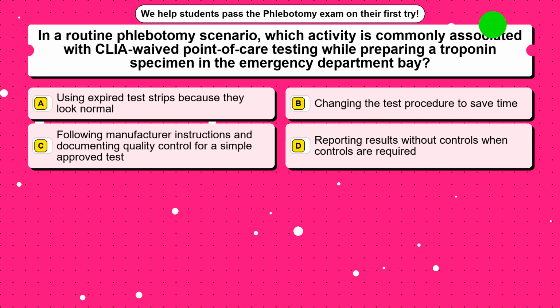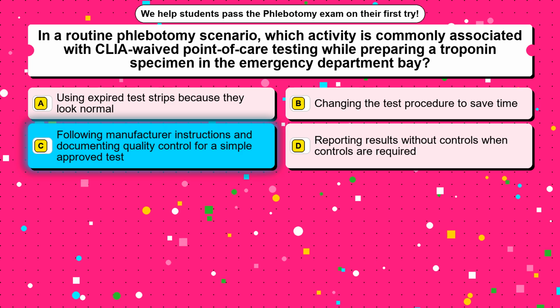Question 73. In a routine phlebotomy scenario, which activity is commonly associated with CLIA waived point of care testing while preparing a troponin specimen in the emergency department bay? Option A. Using expired test strips because they look normal. Option B. Changing the test procedure to save time. Option C. Following manufacturer instructions and documenting quality control for a simple approved test. Option D. Reporting results without controls when controls are required.